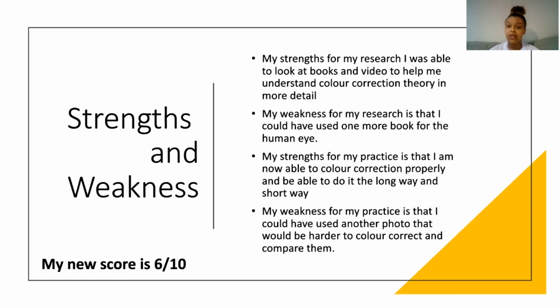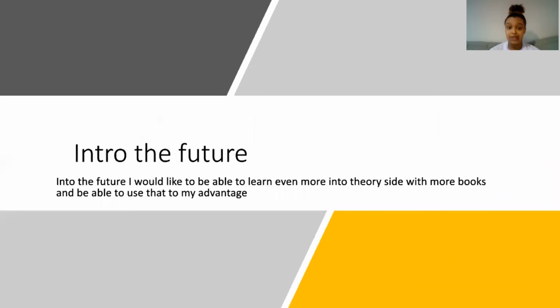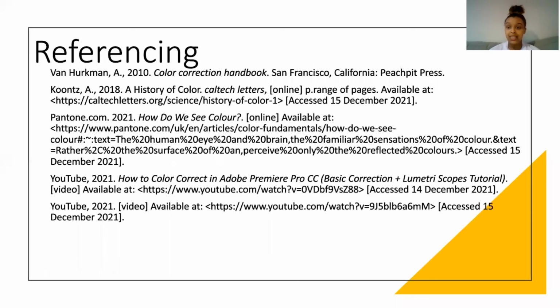Strengths of my research, I was able to look at books and videos to help me understand color correction in more detail. My weakness for my research is I could have looked at more than one book on the human eye. For that reason, I give myself a 6 out of 10. So into the future, I would like to be able to learn more on the theory side. This is my reference list.